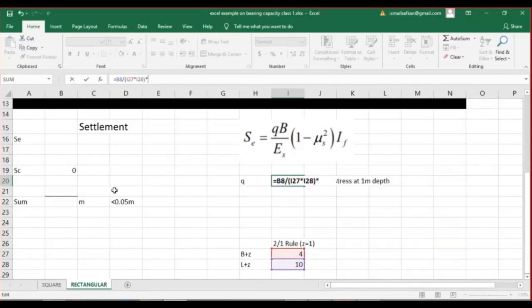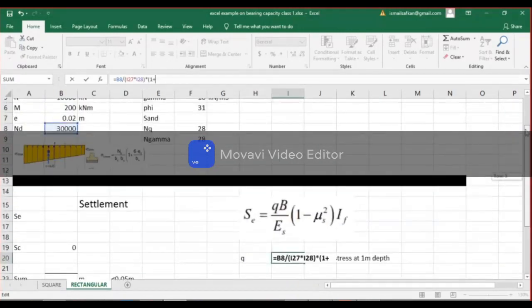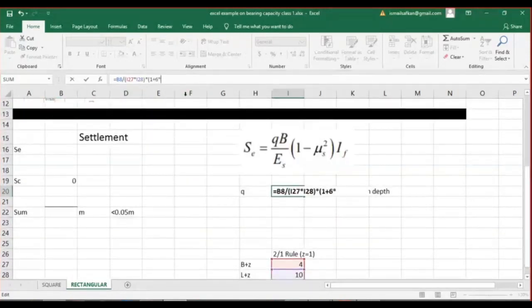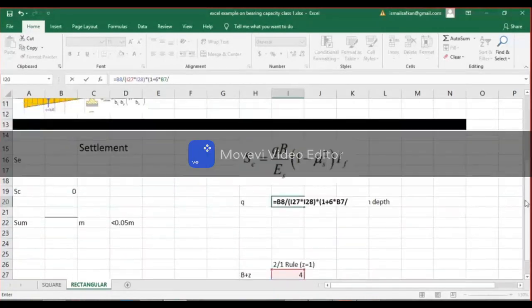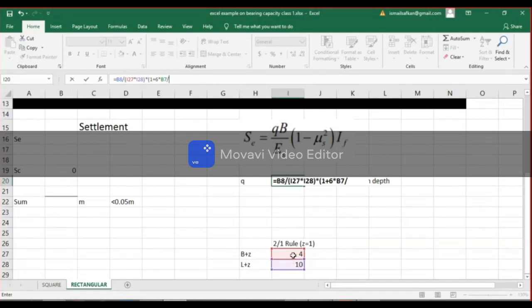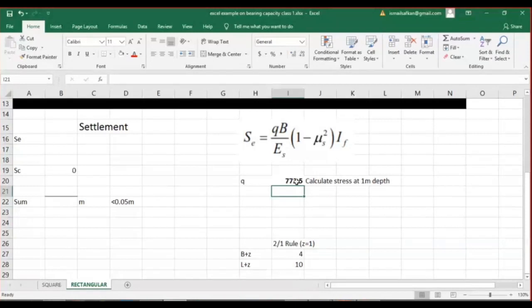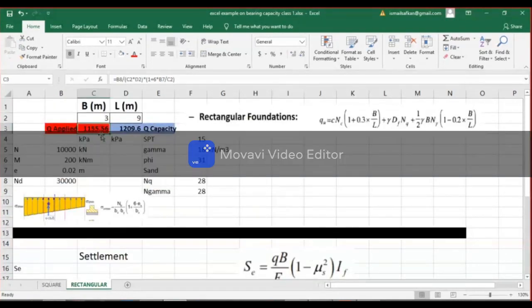Then times, open bracket, 1 plus 6 times E over EX. 6 times E divided by the new dimension EX, which is smallest. This is your stress at the middle of the sensor. Let's look it up. It's much less than what we initially found.